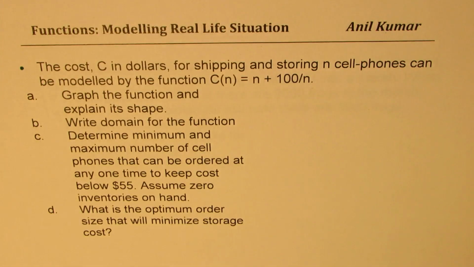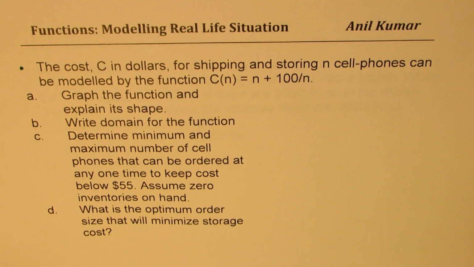The second one here is based on rational functions, and we are talking about the most important device now, cell phones. So here we need to minimize the shipping and storage cost of cell phone where a rational function gives the cost. Four related questions again are there for you to discuss.